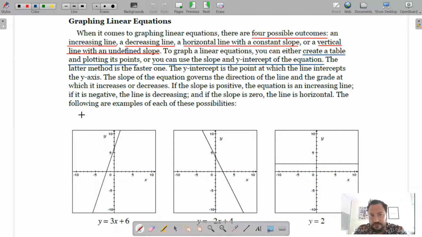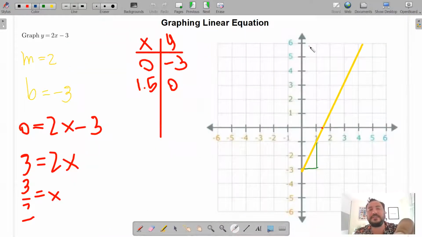Now, let's start from the very basic, linear equation. How do we graph a linear equation? First of all, whenever we have an XY plane, there are four possible cases of line that we have: an increasing line, a decreasing line, a horizontal line due to a constant slope, or a vertical line with an undefined slope. Here are the main cases. Now, to graph a linear equation, there are two possible methods. One is to create a table and plot its points, and one is using the slope and the y-intercept, as I was saying before. Now, let's see those cases.